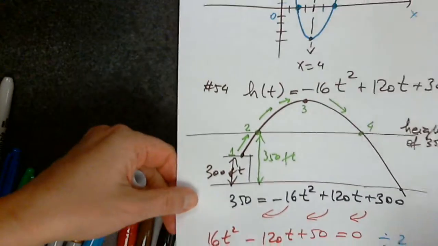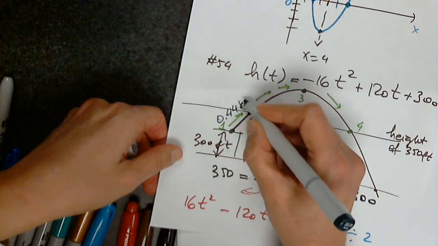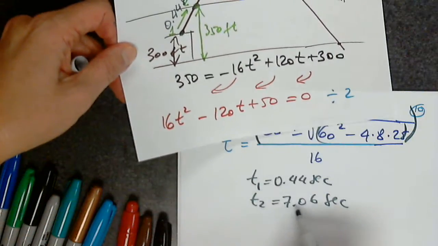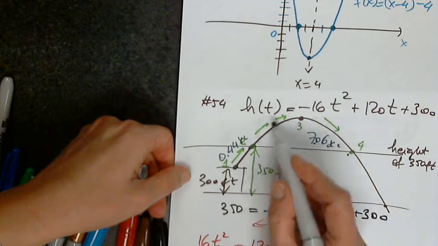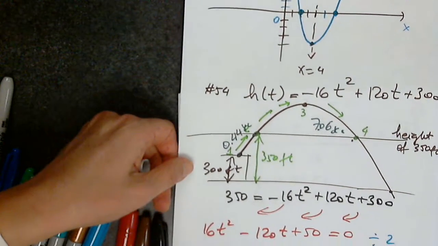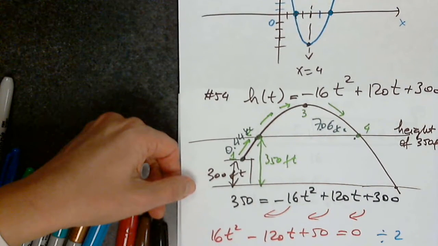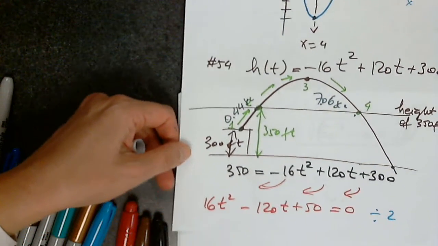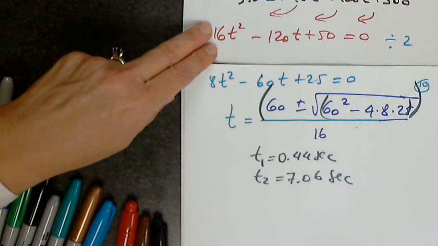Which means between this point and this point, the projectile needs 0.44 seconds, but between points 1 and 4, the projectile needs 7.06 seconds. Between 1 and 4, 7.06 seconds. Between 1 and 2, 0.44 seconds. Did we get the same thing? Everything okay? Yes? Okay.